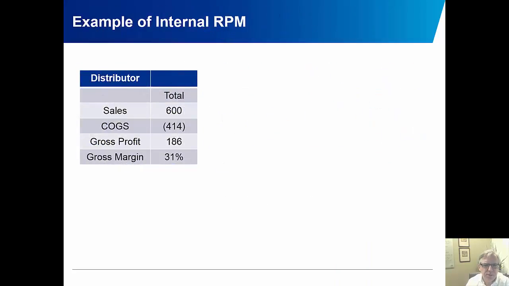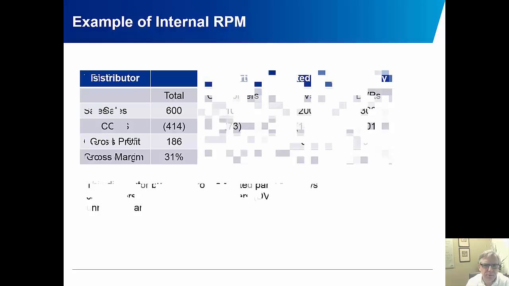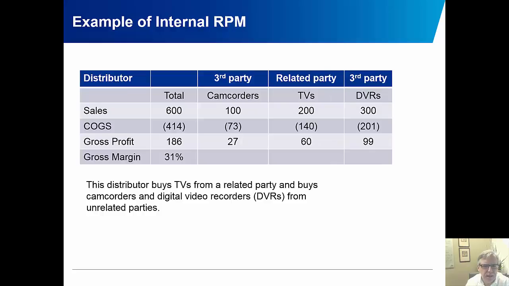Imagine that we had a distributor, in this case, that's got a total P&L of 600 in sales. The COGS are 414 with a gross profit of 186 and a gross margin of 31. But they're able to segment their data into categories. And in those categories are going to be three different types of goods. The goods are camcorders, TVs, and DVRs.